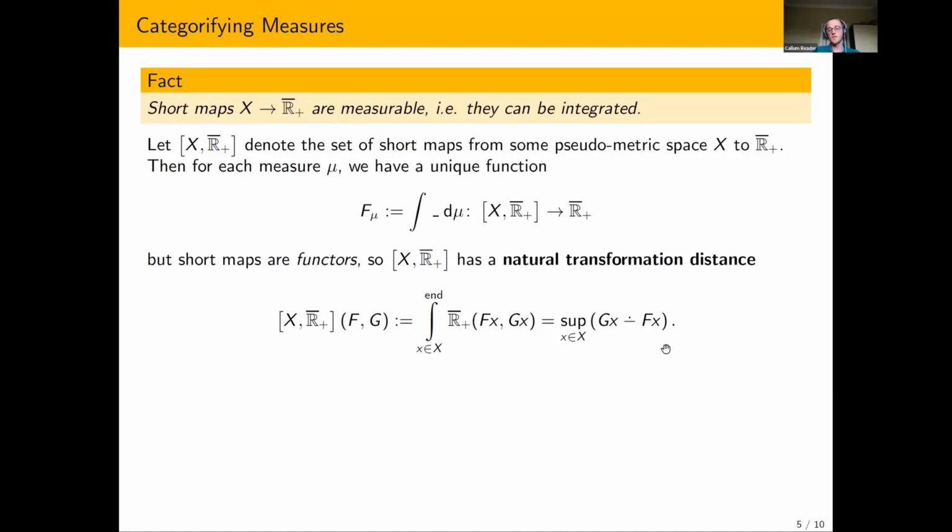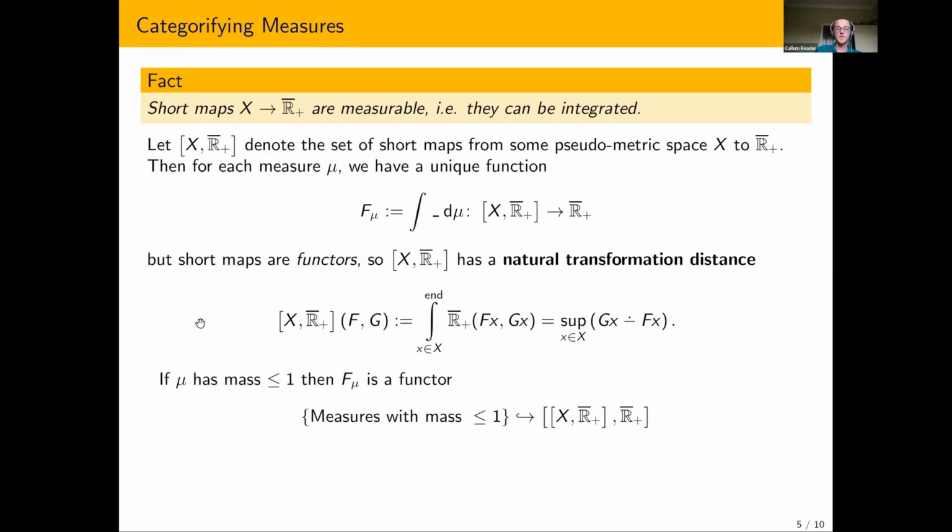And this is computed as an end in the target category, R plus bar. And what it turns out to be is just some kind of submetric. So it's like the usual submetric, but we don't have absolute values. Instead, we just have this truncated subtraction. And so it turns out that if your measure has total mass less than or equal to 1, then this F mu here isn't just a function, but it's a functor. And so you get this embedding, or this injection, from the set of measures with mass less than or equal to 1 on X into this category of double Copresheaves.